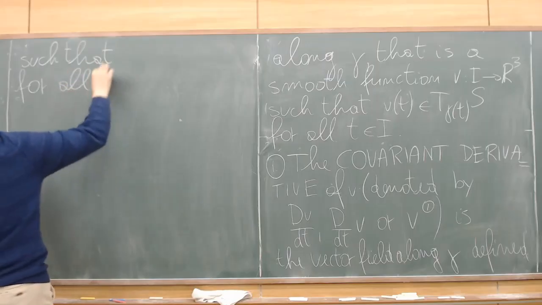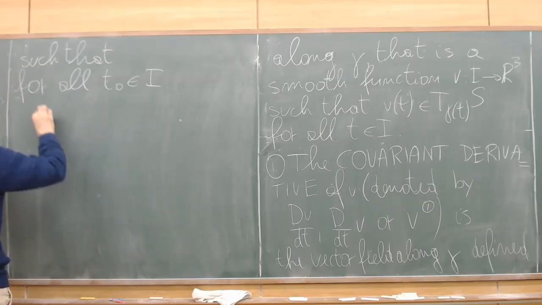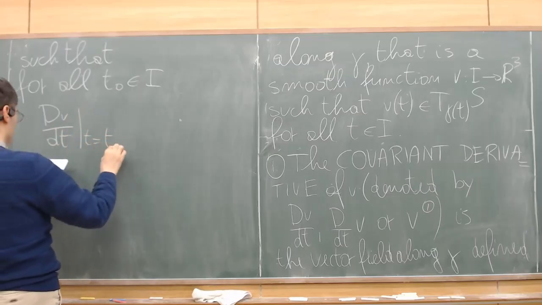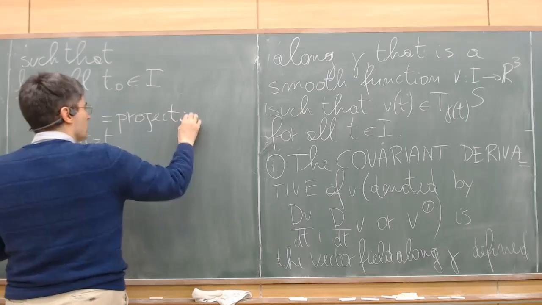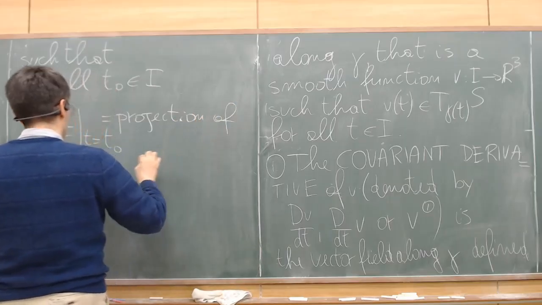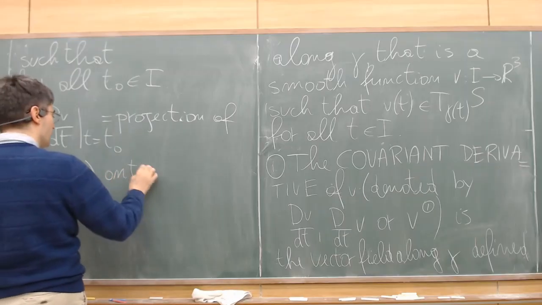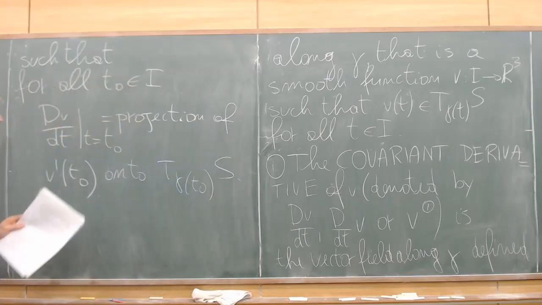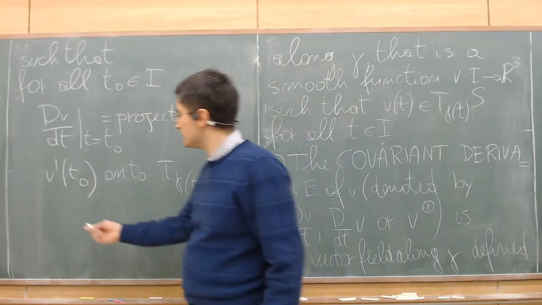For all t0 in I, dv/dt at t equal t0 is a projection of v prime t0 onto the tangent space T gamma t0 S. In other terms, the covariant derivative is the projection onto the tangent space of the usual derivative.